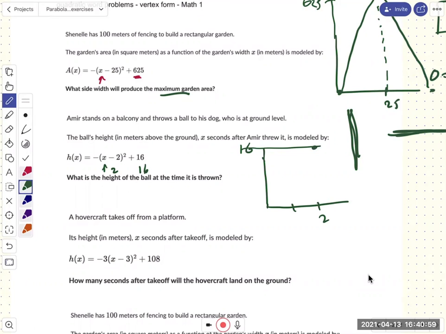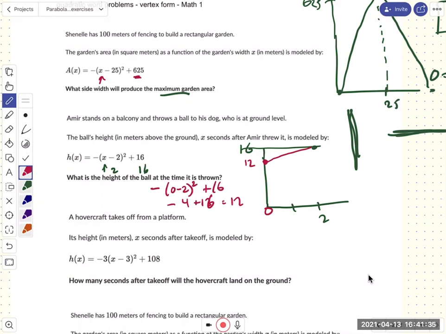So what's the height going to be at 0 seconds? So we can figure that out as well, right? So we say minus 0 minus 2 squared plus 16. So it's going to be minus 4 plus 16. It's going to equal 12. So I was here at 12. So 12 feet at 0 seconds. So that's the height when the ball is thrown, 12 feet.